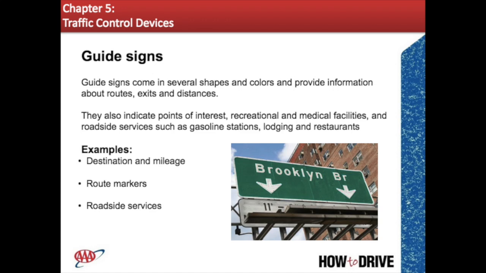Then we have interstate spurs and loops. A loop usually bypasses cities or congested areas and meets the primary route at both ends. Loops feature three-digit route numbers that begin with an even number. A spur is a short route that connects with the primary route at only one end. Spurs feature three-digit route numbers that begin with an odd number.